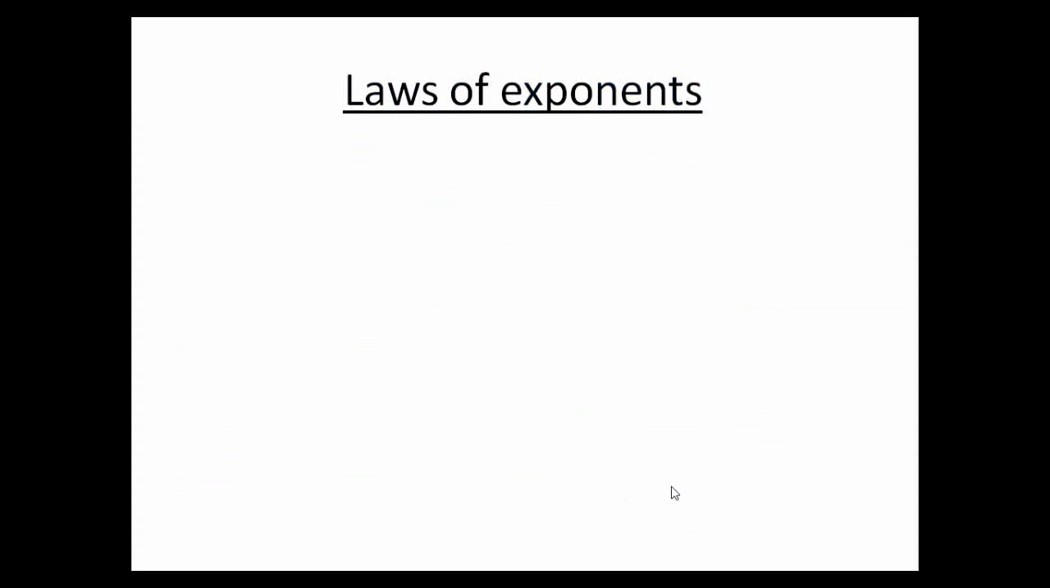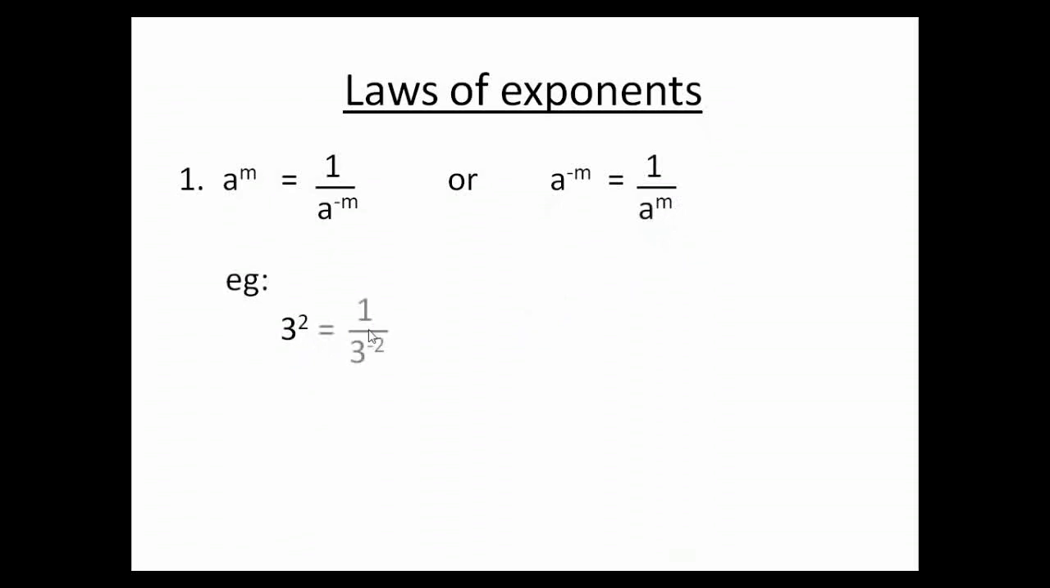Now laws of exponents. Let's look at some laws of exponents. First, a to the power m can be represented as 1 by a to the power negative m, meaning the inverse. Or if it is a to the power negative m, we can write it as 1 by a to the power m. Let's look at an example. If it is 3 to the power 2, we can represent it as 1 by 3 to the power negative 2. And if it is 3 to the power negative 2, we can change it to 1 by 3 to the power 2.